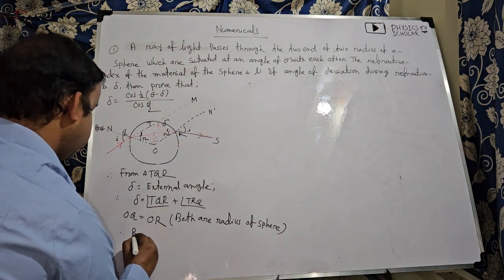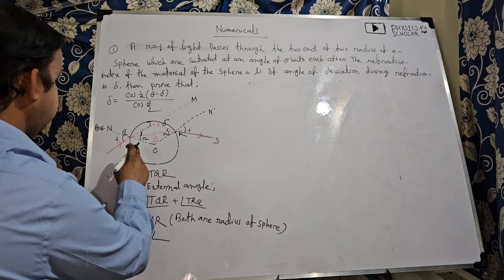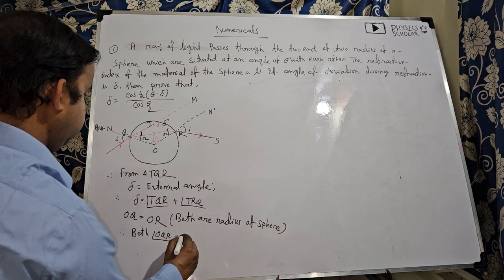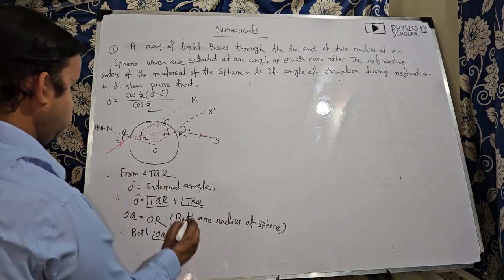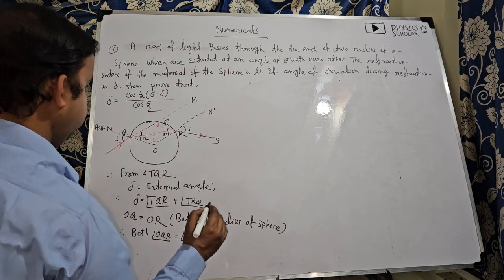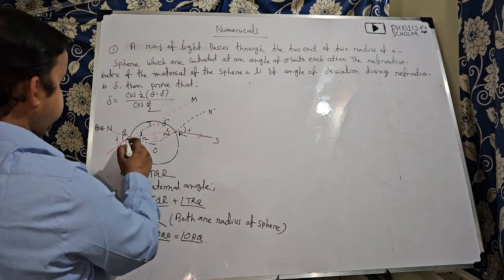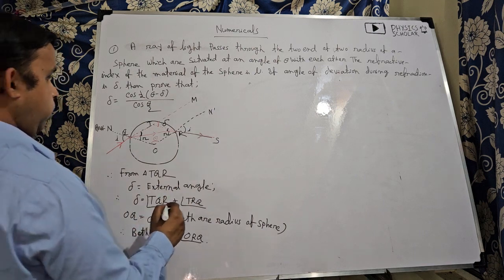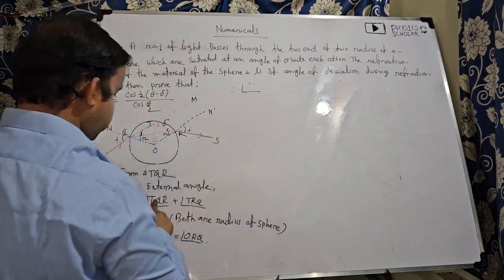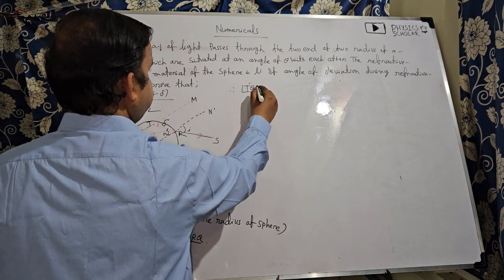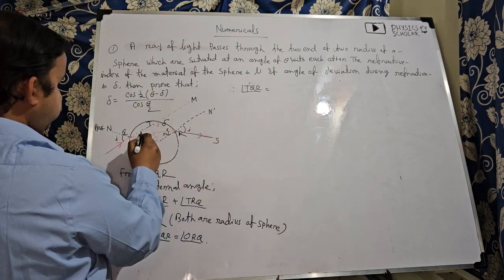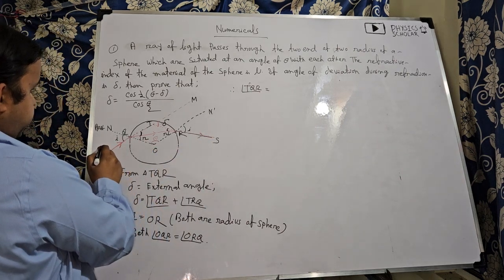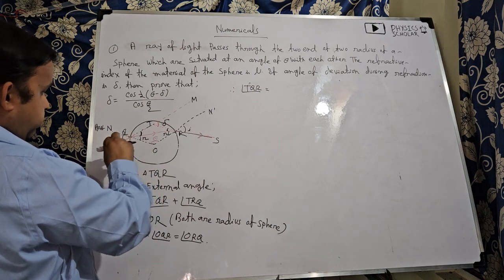So this angle OQR will be equal to angle ORQ. Okay. So as these two angles are equal, that's why the angle of emergence will also be i. Now what we can write? Angle TQR, this angle will be i minus r, because from air medium it is coming to denser medium.